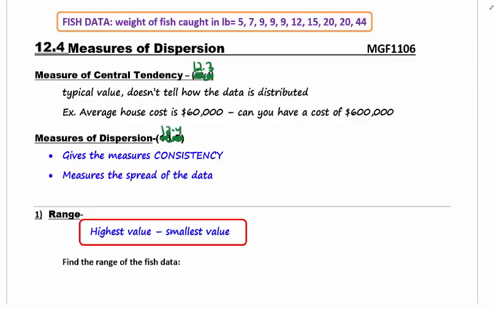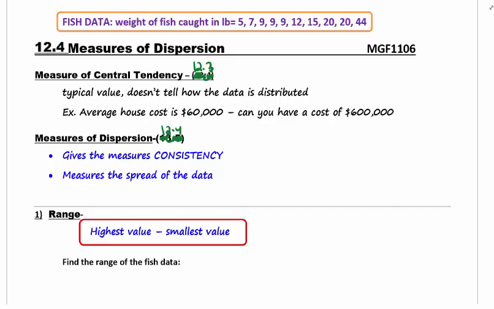In this section, I'm going to talk about measures of dispersion. In the last section, 12.3, we talked about measures of central tendency. So that was a typical value to represent the data set. It doesn't really tell you, though, if the data set is all really bunched together close, or if it's really spread out. So some ideas here.